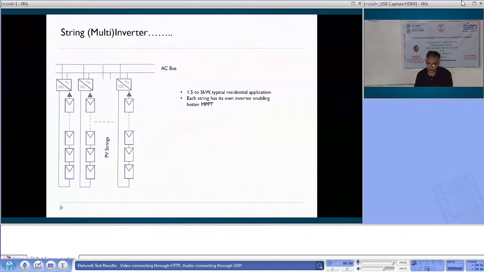So in the string inverter, each string carries one inverter. All the inverters are connected to the AC bus. Okay, so we have multiple inverters, so reliability of course increases. If one inverter fails, there is no chance that the complete power will get cut off from feeding the AC grid. But you have to maintain 3 inverters. But of course the MPPT is better, because for a small string you can maintain better MPPT, maximum power point tracking.